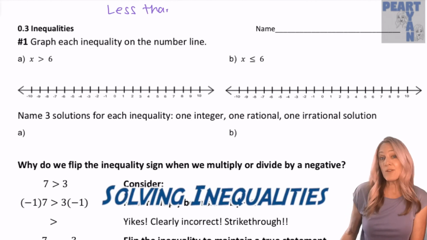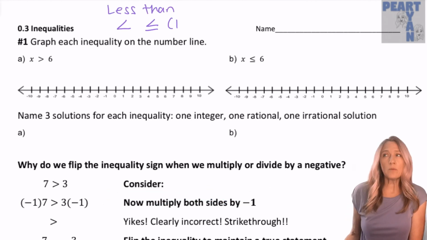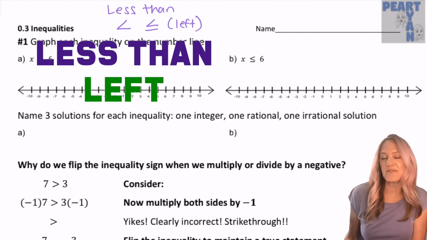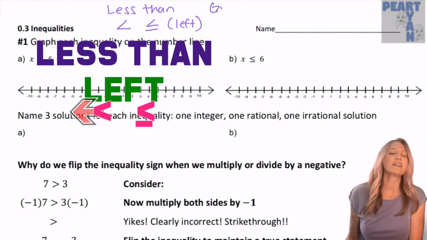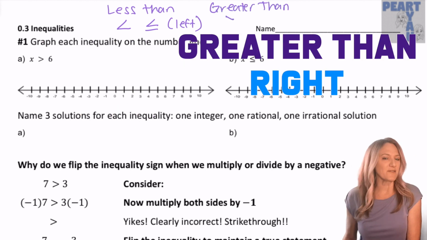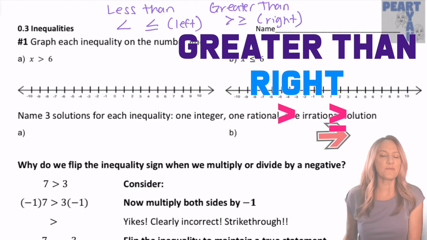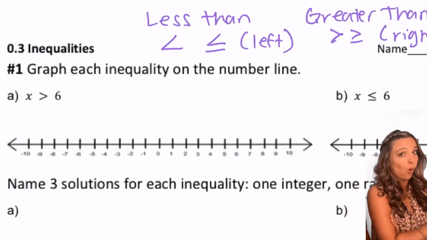Inequalities. So less than or equal to. Well, remember, those always point left. Less than, left. And then greater than or equal to points to the right. Let's make sure we understand inequalities.